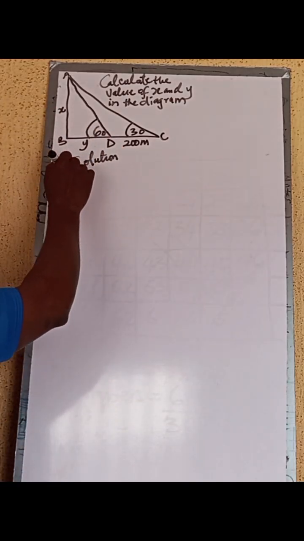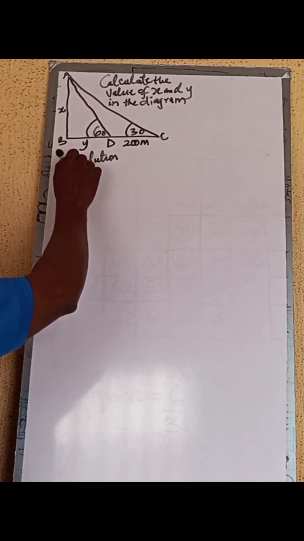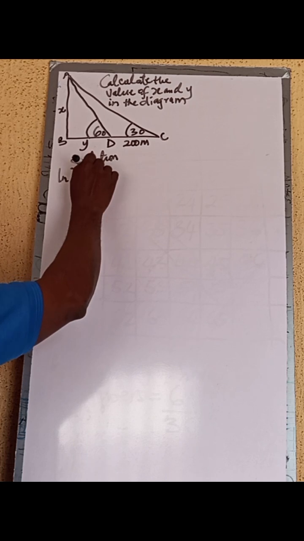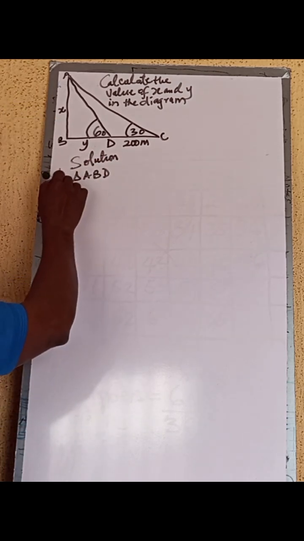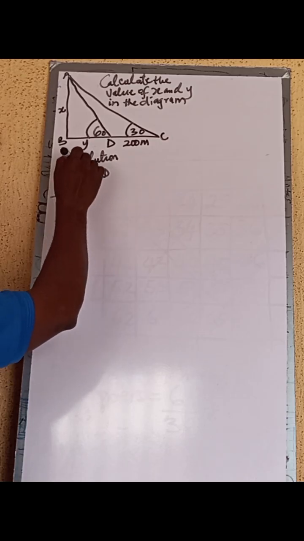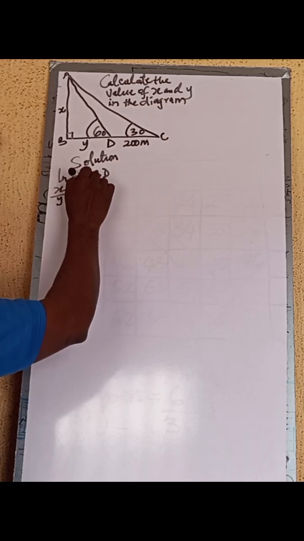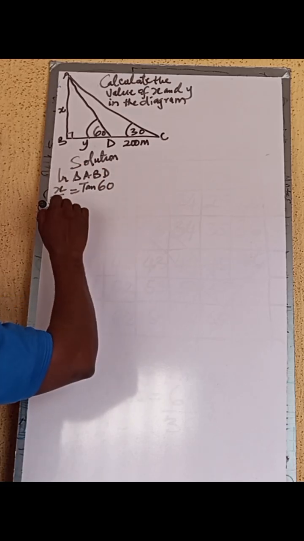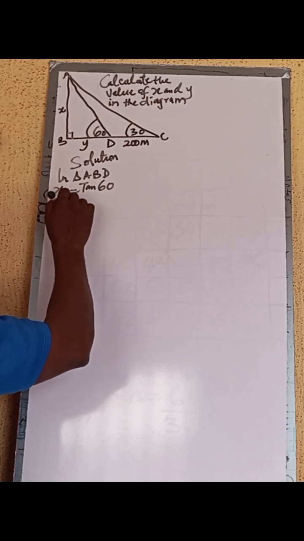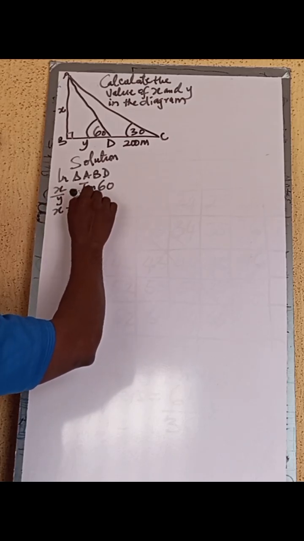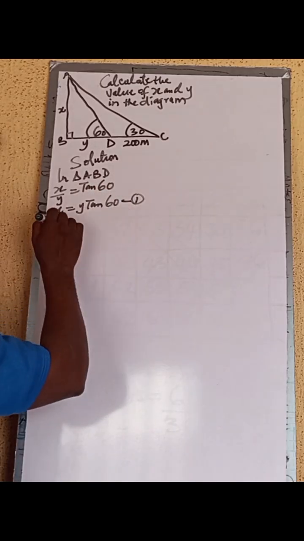Let us start from triangle ABD. In triangle ABD, opposite over adjacent, which is x over y, this is the opposite now. That is tan 60. Then we now see that x is equal to y tan 60. Call this one equation 1.